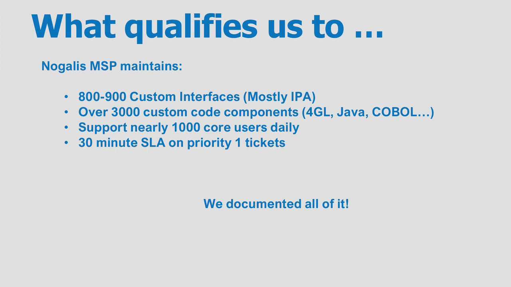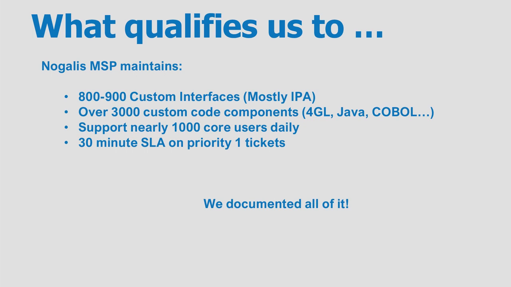As a managed service partner, we have to maintain lots and lots of custom interfaces and pieces of code. Over time, we had to come up with a way to document these things that would help us manage them really well. Right now, with our 16 managed service customers, we have 800 to 900 custom interfaces, mostly IPA, that we manage every day. We manage over 3,000 pieces of custom code, be it custom 4GL, Java, COBOL, or just scripts on the servers. So we're managing all of that.